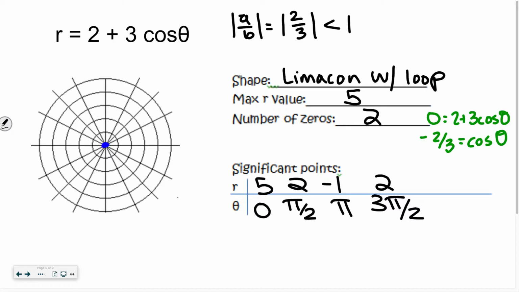Okay, let's plot the points. 5, 0. So the R is positive. It means go in the direction of that angle. 0 is to the right, so I'm going to count out 5. There's 5, 0.